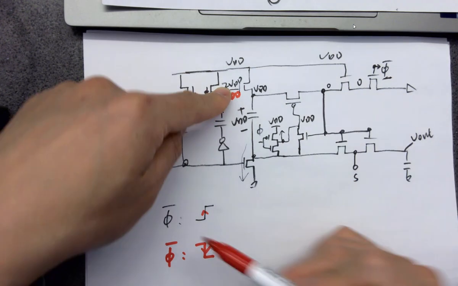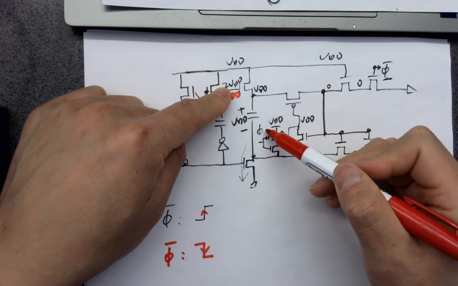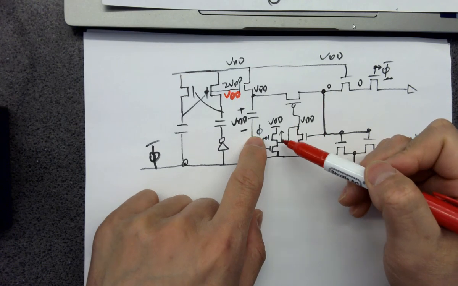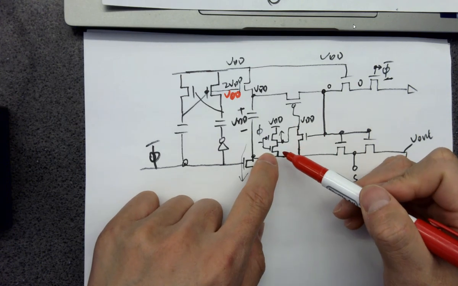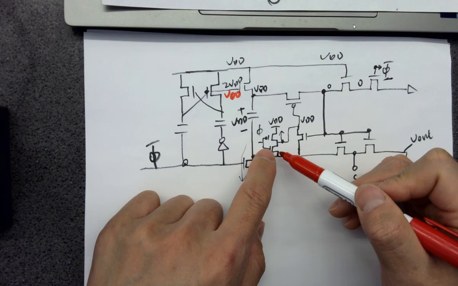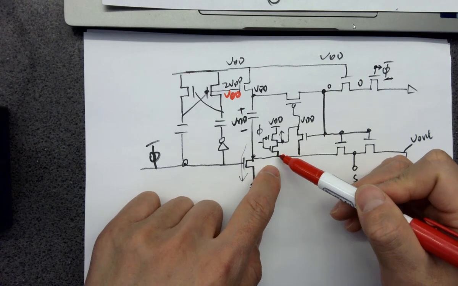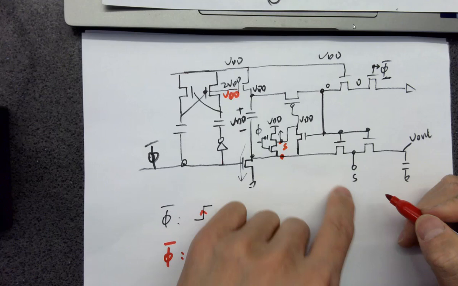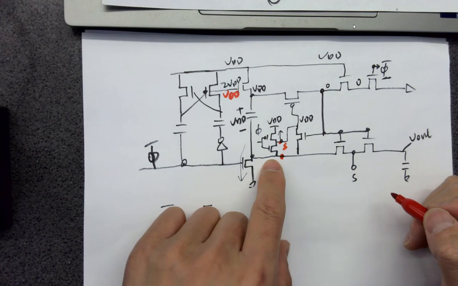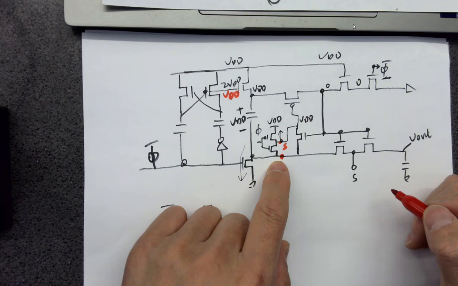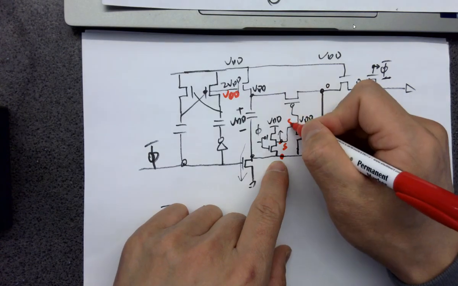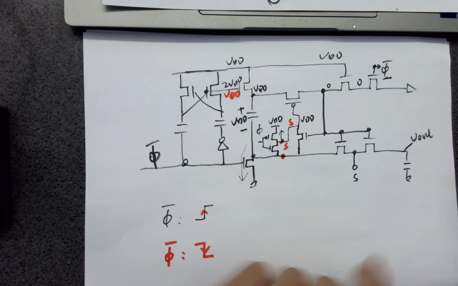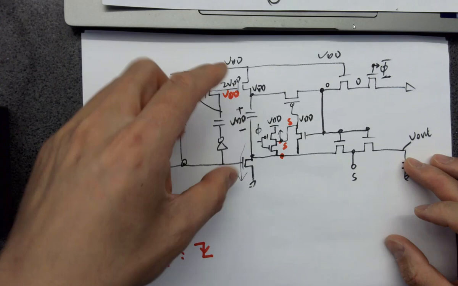However, for this one, this is falling edge, so this is rising edge. Since it's getting inverted, this is rising edge. So the rising edge is going to turn on this NMOS. So basically, the signal here will be passed to this point. So you are getting S. If the signal here is S, you are getting S. So here's S as well. And because this is on as well, right?